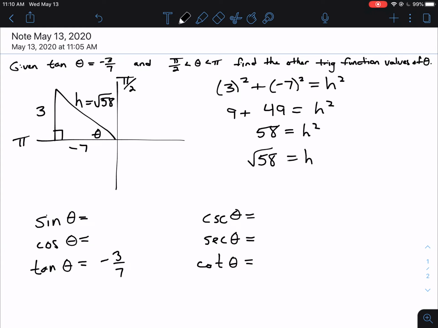So for sine of theta, remember sine is opposite over hypotenuse. So our opposite was 3. Our hypotenuse was the square root of 58. And then we're going to need to rationalize this value. So to rationalize, you just multiply by the square root of 58 over itself. So then that becomes 3 square root of 58 in the numerator, and the denominator is just 58.